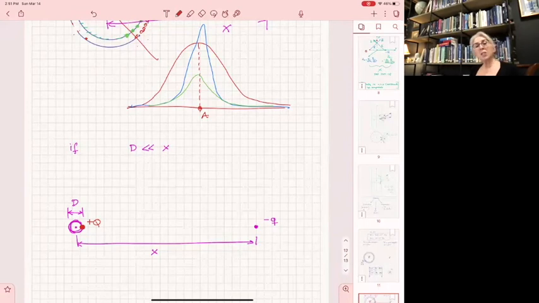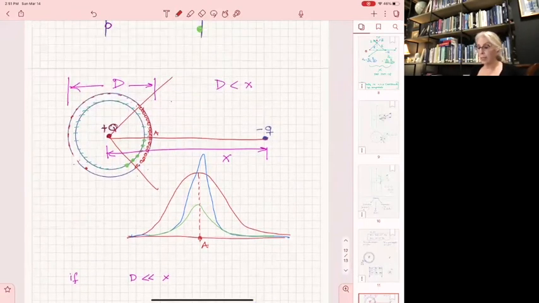But if it's not like that, then the problem needs to be solved accurately, and we are not going to do it in this class. These are problems for higher level electromagnetics classes.